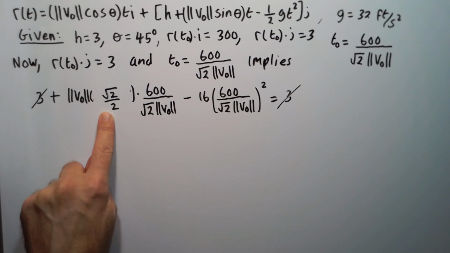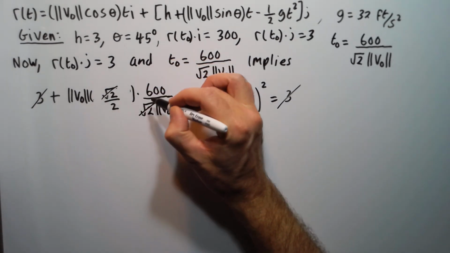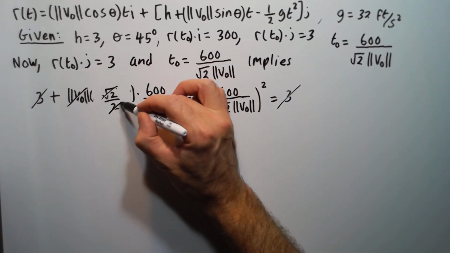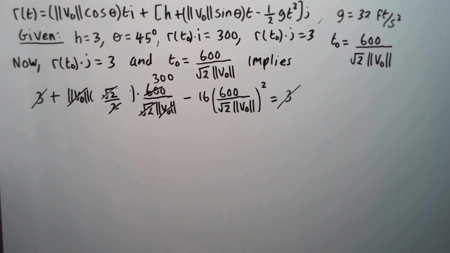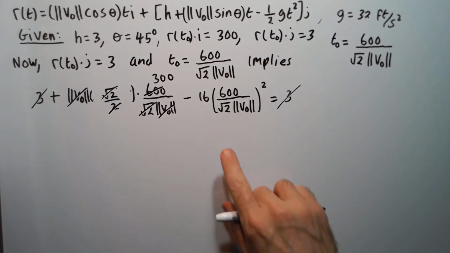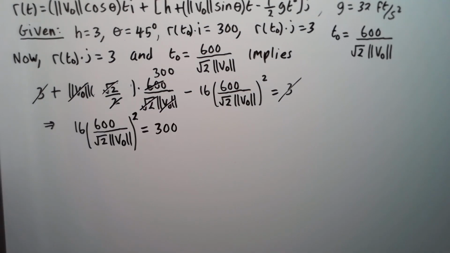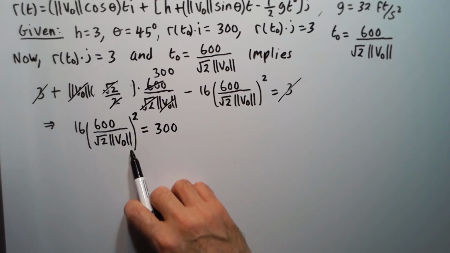Okay, so now it becomes square root of 2 over 2 for the sine guy. So this will cancel. The initial speeds will cancel. Let's go into here, 300. We can then move this guy over here. Let's do that. Oh, we get this then. So now let's square these things in here and keep going.